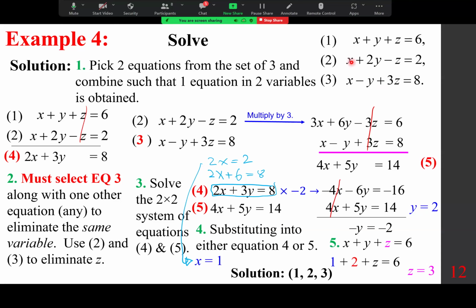Just as an example with number 2, x is 1, 2 times 2, 4 and 1 is 5, minus 3 is 2. You can check the third one also. You must check with all 3. I can't emphasize this enough.